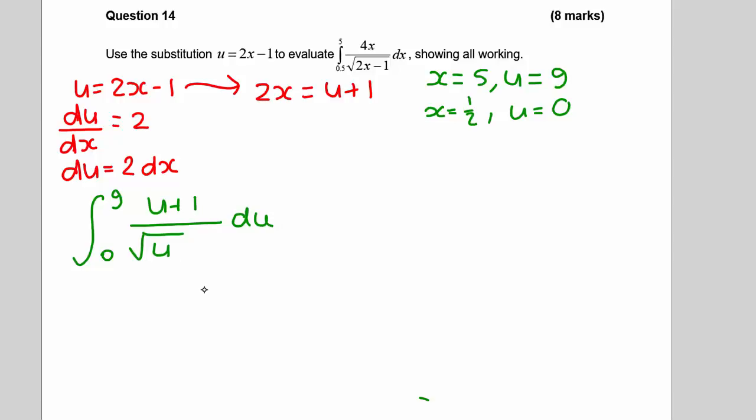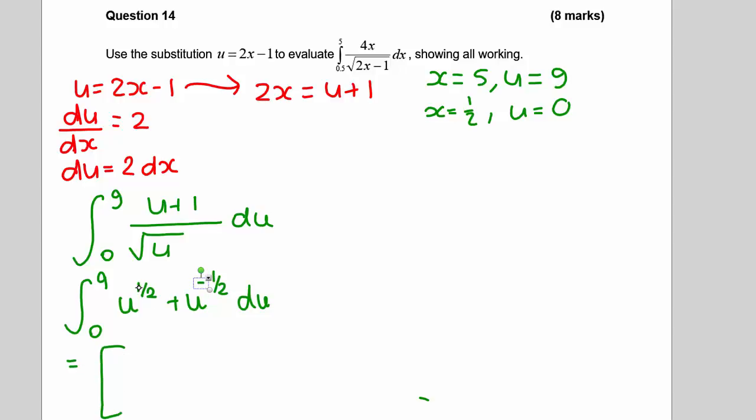Okay, well, you've got a couple of ways of approaching this. We can just do a simple division, so it's between 9 and 0. U over u to the half is u to the half, and then 1 over u to the half is u to the negative a half, du. And then we go along and we do our integration.